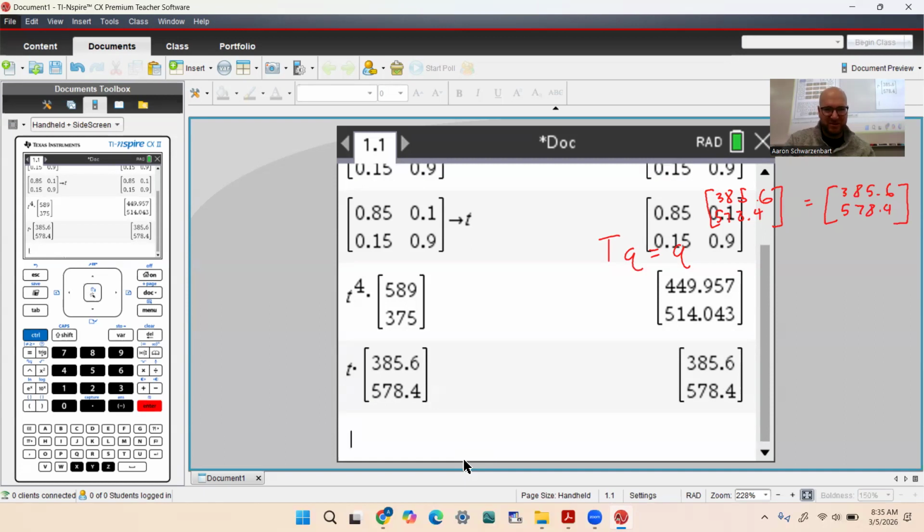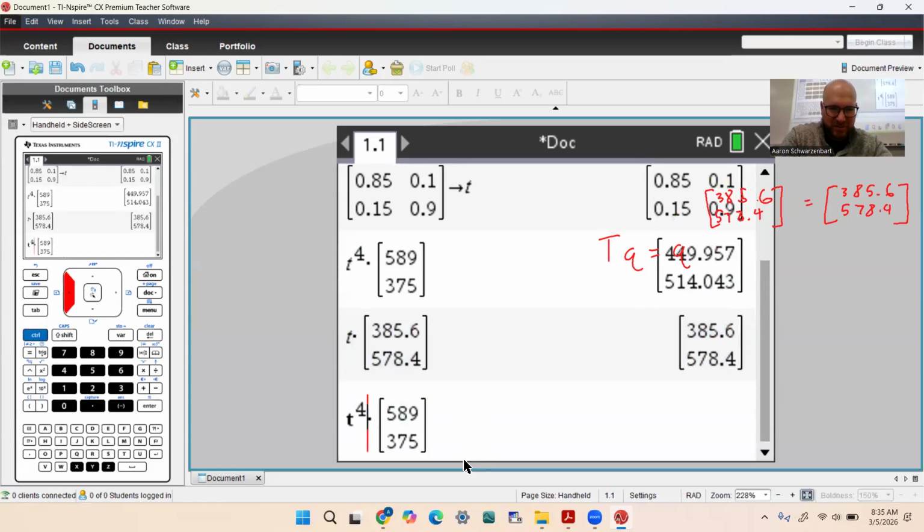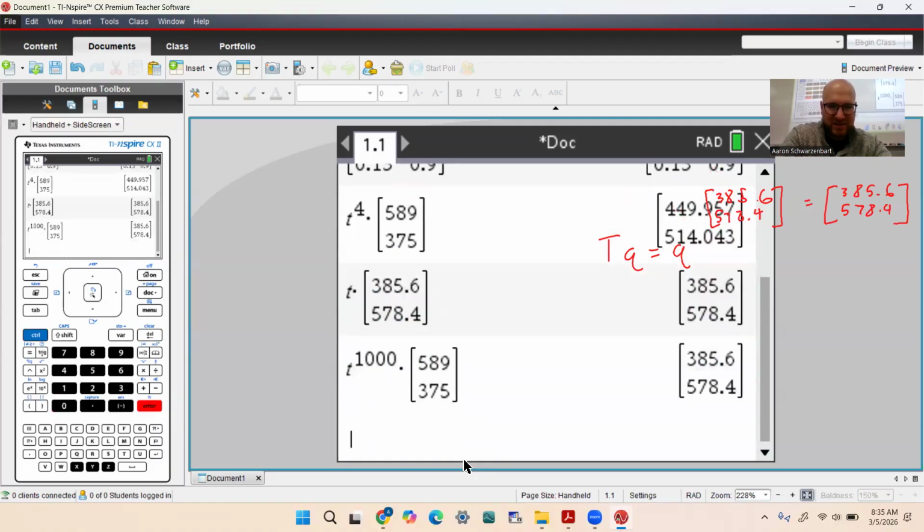If I did it to the 1,000, let's see what T to the 1,000 times the one I had above would be. I can get a pretty darn good approximation, but it might not be exact. Oh, I got exact. So if all else fails, you can do that. You probably won't get all the work points. But hey, you're getting the correct answer. You're demonstrating some knowledge. That makes sense.